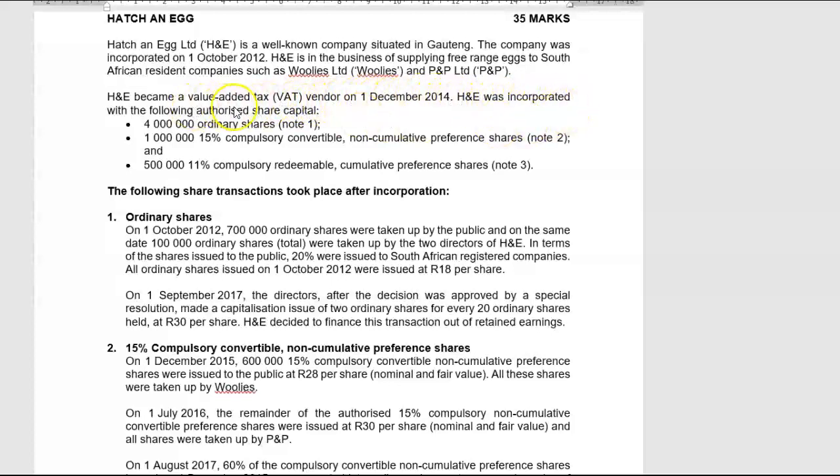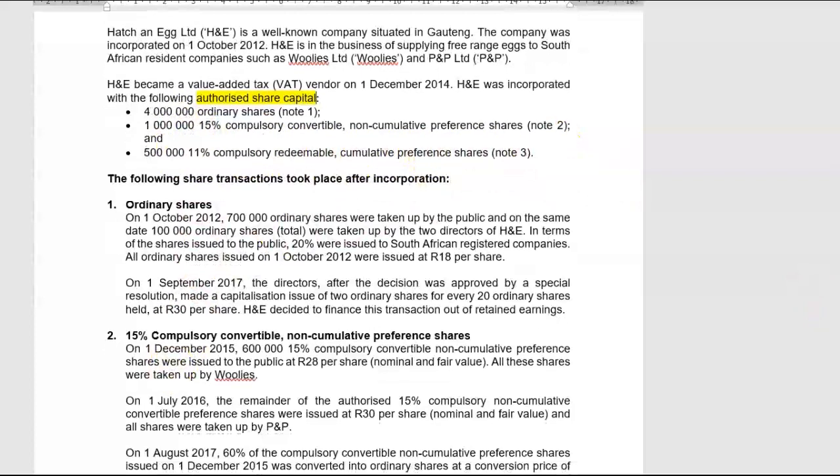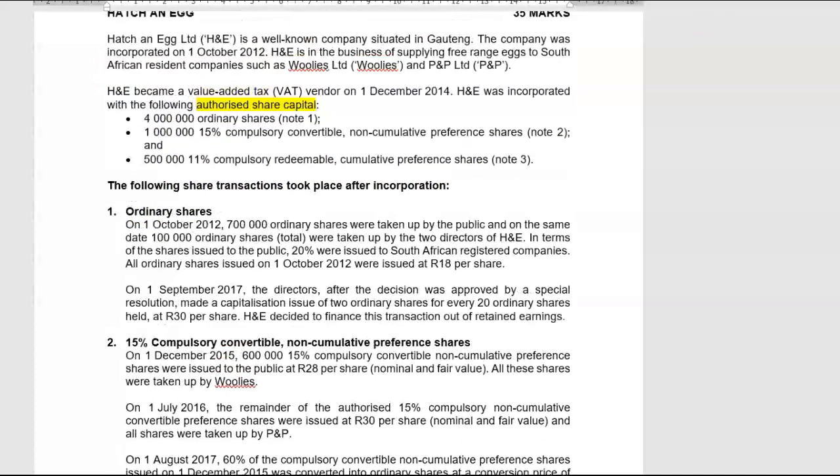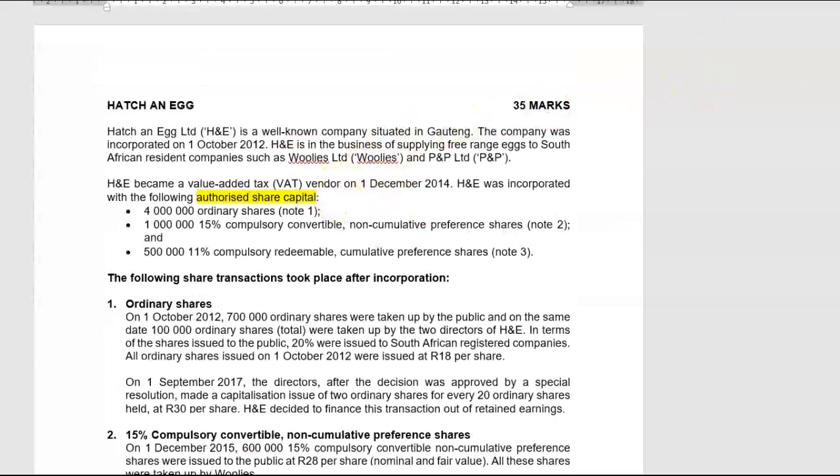HatchnEgg was incorporated with the following authorized share capital. 4 million ordinary shares, note 1. This is all about ordinary shares. 1 million 15% compulsory convertible non-cumulative preference shares, note 2. And 500,000 11% compulsory redeemable cumulative preference shares, note 3. Now, the following share transactions took place after incorporation. So not in the current financial year, after incorporation.